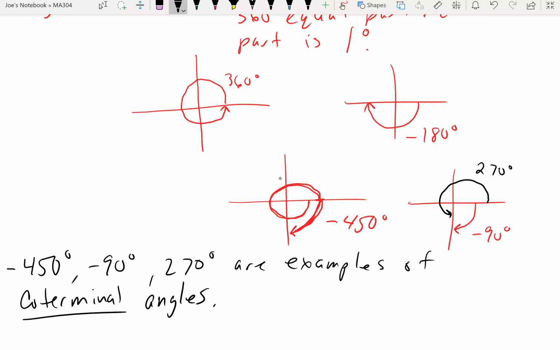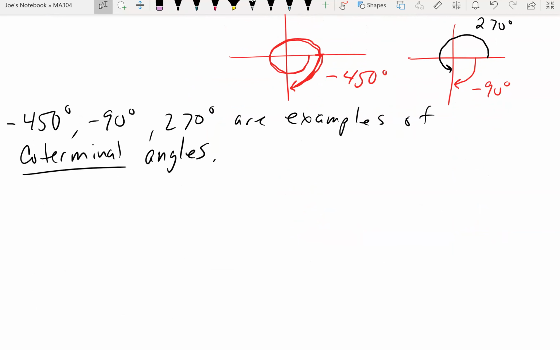Okay, so that's degree measure. The other measure that we use is what's referred to as radian measure, and it's measured by length of the circle rather than opening of an angle.